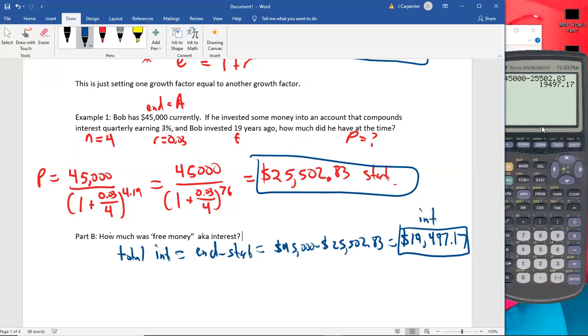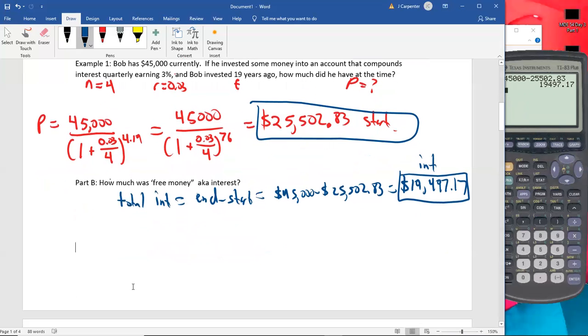Interest, the free money, almost 20 grand. We started with about 25 grand. We got about 20 grand for free, giving us about 45 grand at the end. Just thinking in terms of nice, bigger numbers. All right, let's do another one.